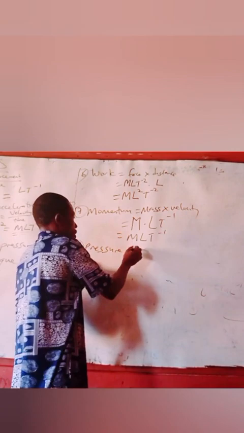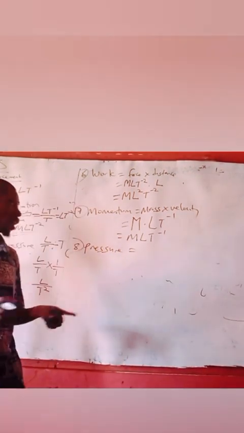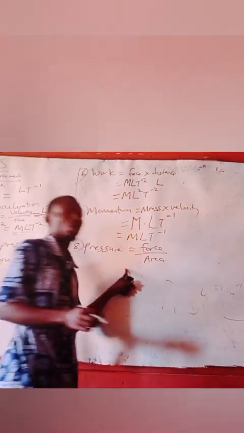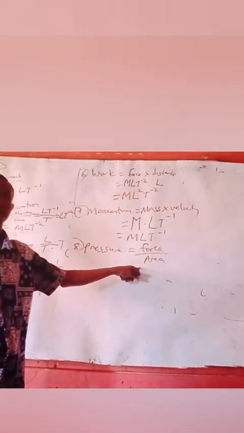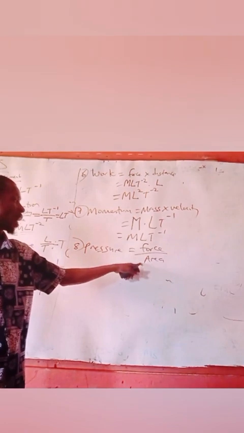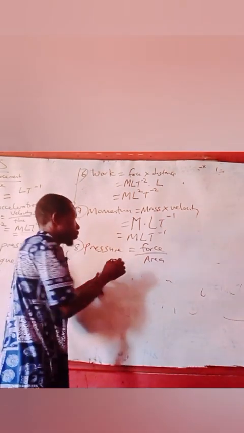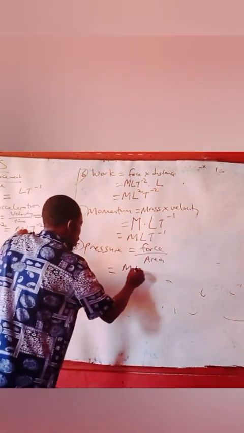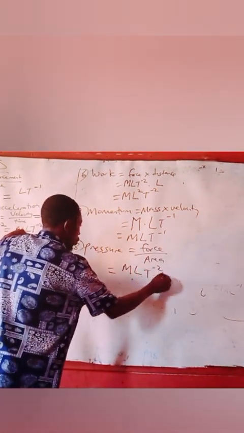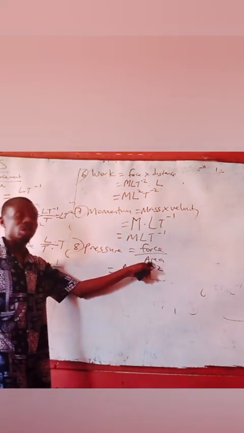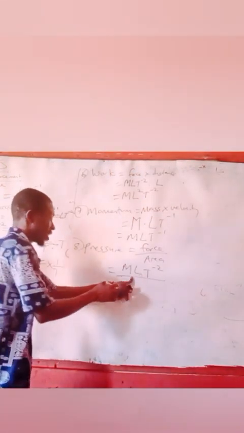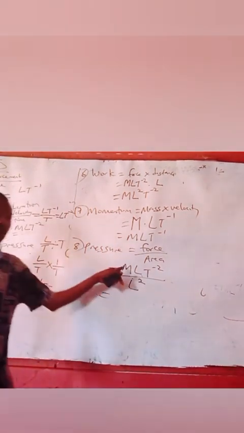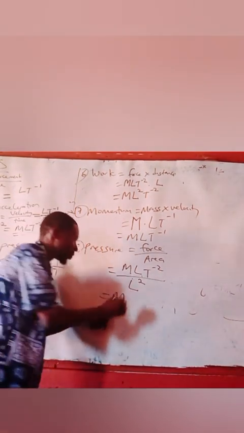I have pressure here. Pressure is force over area. Now, the dimension of force, we already got to be MLT raised to the power minus 2, all divided by the dimension of area, which we said earlier is L squared. Now, working on this, we have M here.